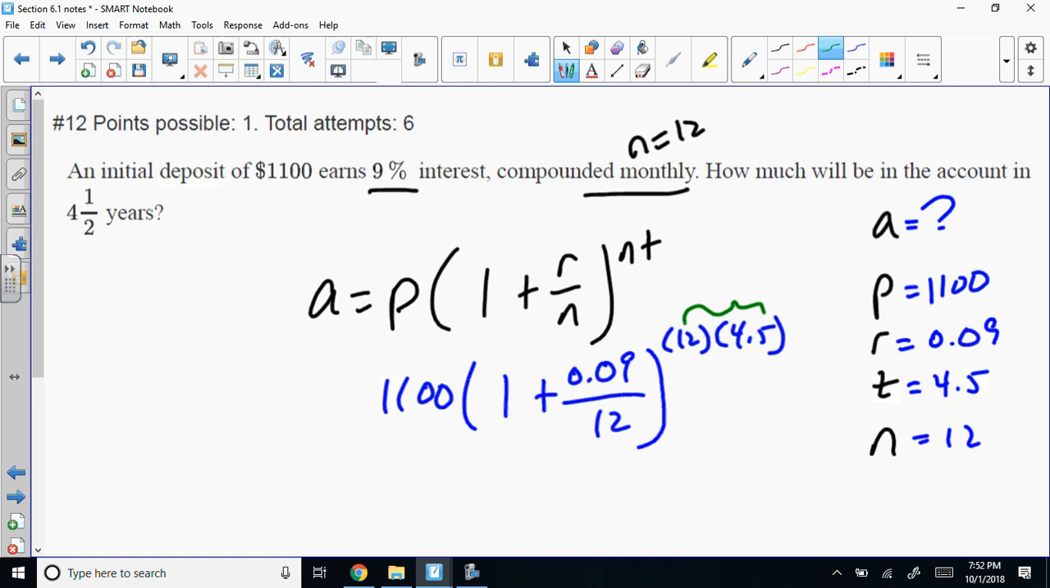The first calculation that I'm going to do is 12 times 4.5, which gives me 54. That way I've got one power instead of a product that I have to do. Now, what we're doing is taking this 9% annual interest and splitting it over 12 months, right?